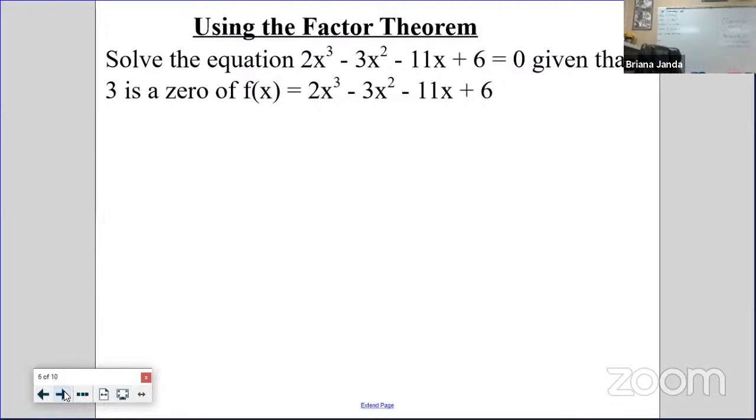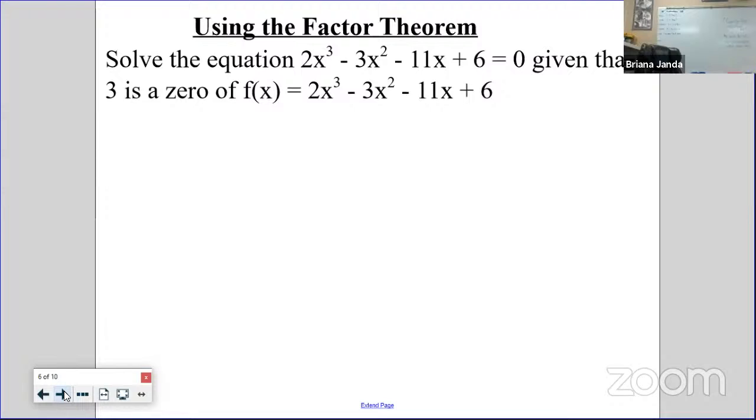So they word this very interestingly in your book. So let's look at how they say this. Solve the equation, which is what we did on our warm-up, right? Solve the equation means at the end I'm going to have x equals blah, blah, blah, right? Given that 3 is a 0 of this equation.